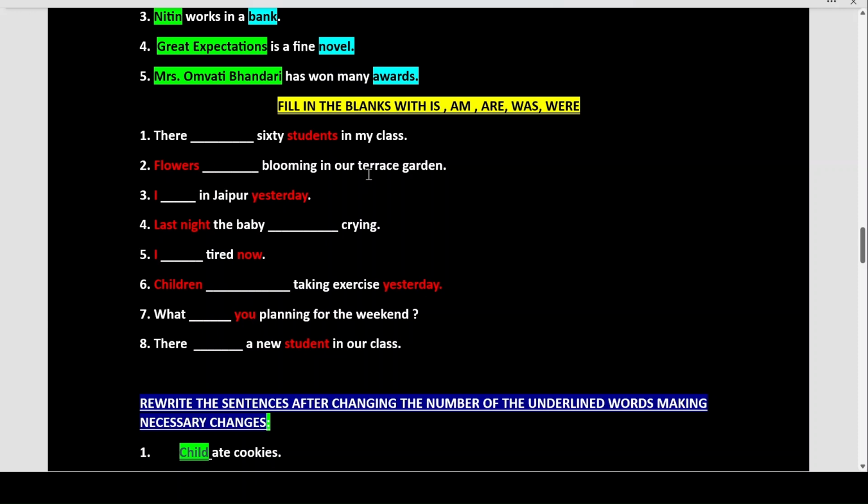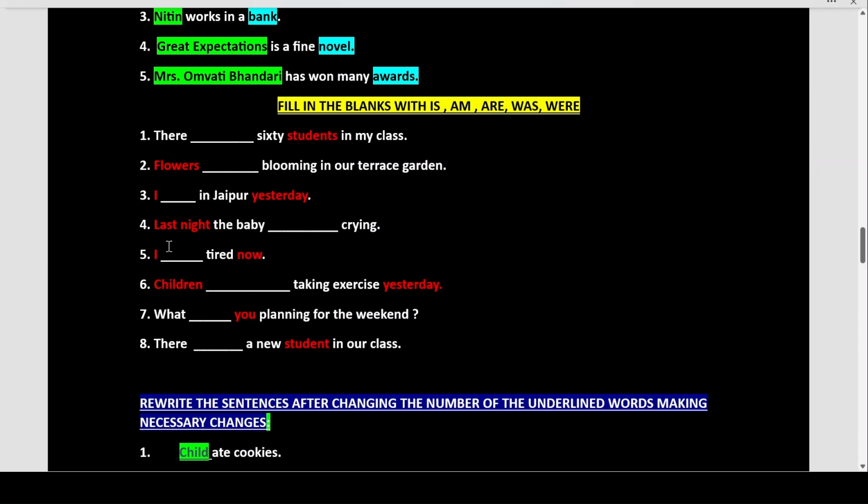Flowers dash blooming in our terrace garden. What is the subject? Flowers. It is plural, so flowers are blooming in our terrace garden. I dash in Jaipur yesterday. Yesterday is past tense. So what is the verb form of be which will be used here? I was in Jaipur yesterday. Last night the baby was crying, because last night is in past tense and so the verb form of be used over here will be was. Last night the baby was crying.